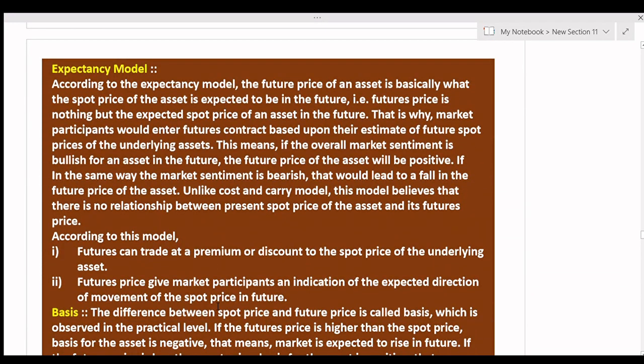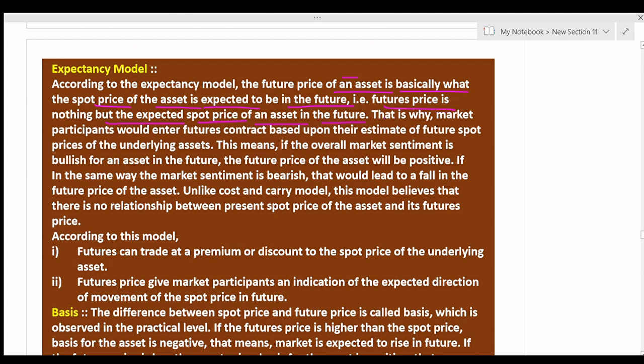Now there are two models I have already discussed, the cash and carry model, and next is the expectancy model to find out the future price. Now comes the second model, the expectancy model. According to the expectancy model, the future price of an asset is basically what the spot price of the asset is expected to be in the future. That is, future price is nothing but the expected spot price of an asset in the future.